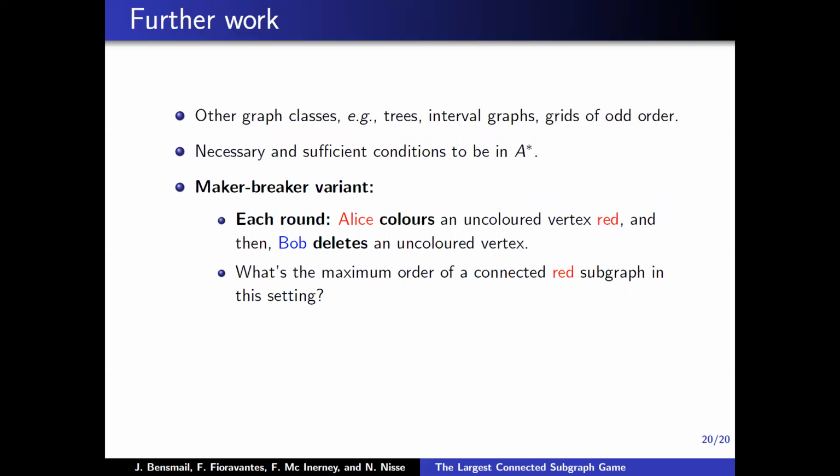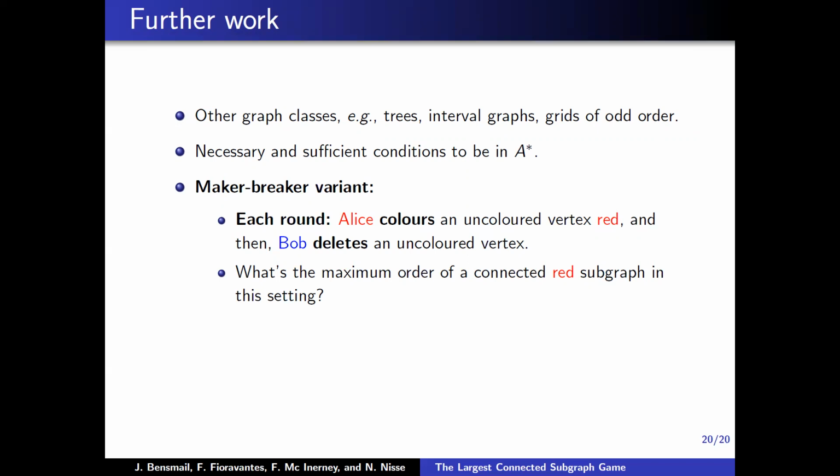And in a similar flavor, it would be interesting to look at a maker-breaker variant of this game in its own interest, but also towards understanding better the previous game, the original game. So in this variant, in each round, Alice colors an uncolored vertex red, and then Bob deletes an uncolored vertex. And the question is, what's the maximum order of a connected red subgraph in this setting?